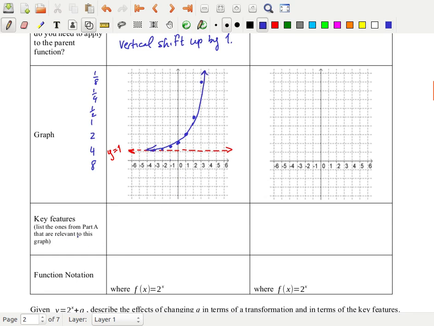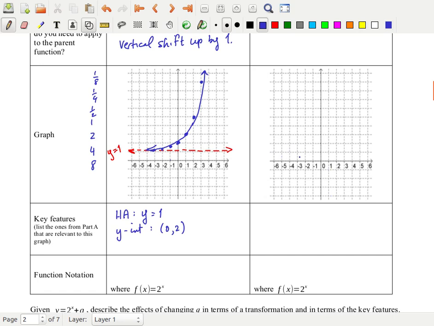So what are the key features? The things from part A that are relevant to this graph, so we don't need to repeat ourselves. We certainly have the horizontal asymptote. That's always going to be a key feature. And in this case, the horizontal asymptote is at y equals 1. What else would be a key feature to this graph? Right, so this horizontal asymptote is shifted up by 1. The y-intercept is now at this new location, which is at (0, 2). So it used to be at (0, 1), now it's at (0, 2). It's been shifted up by 1.